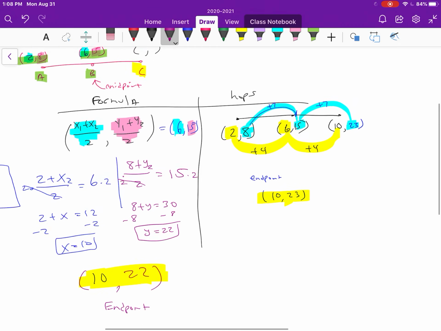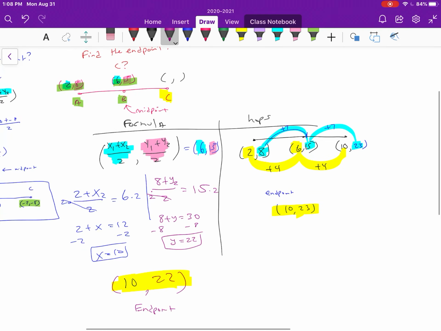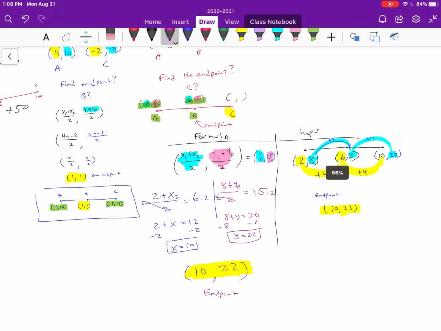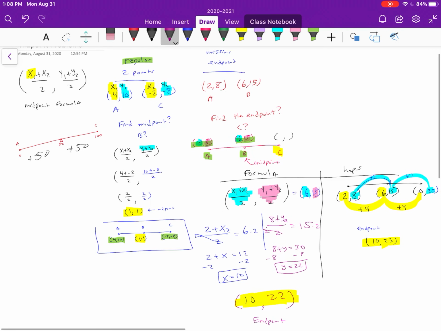So these are two ways you can solve these. So make sure you go ahead and show all your work, and make sure that you are aware that these are the problems that you will face.